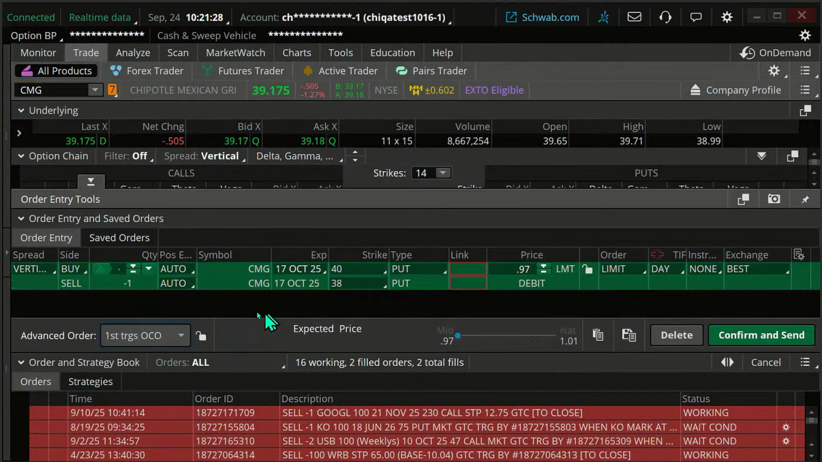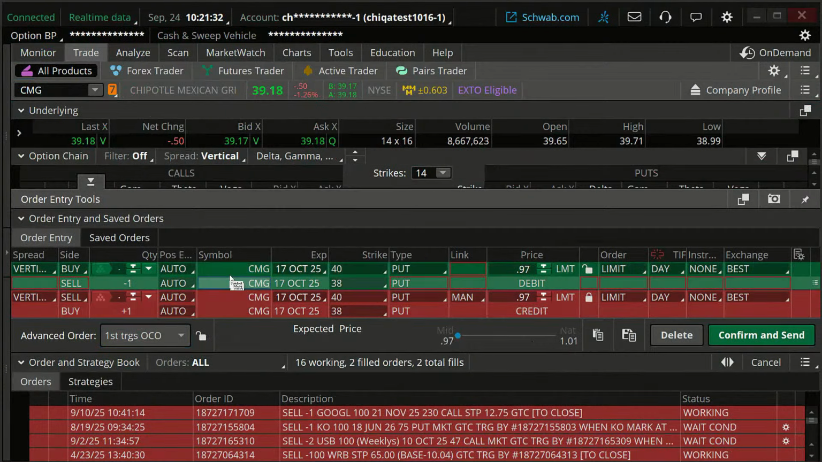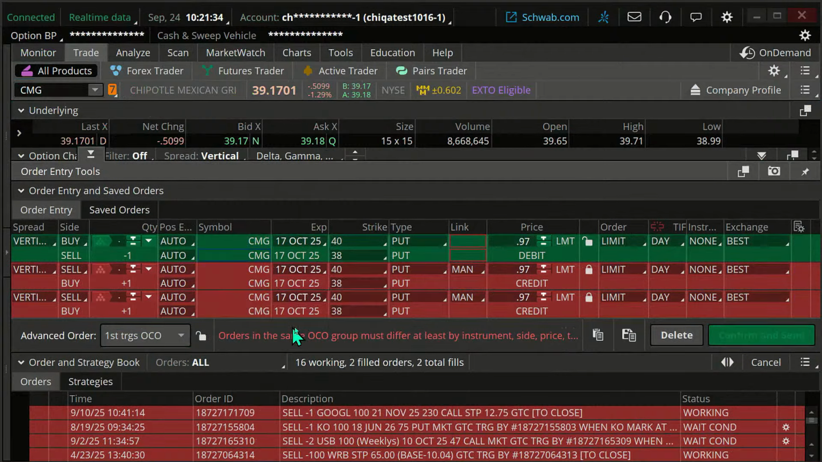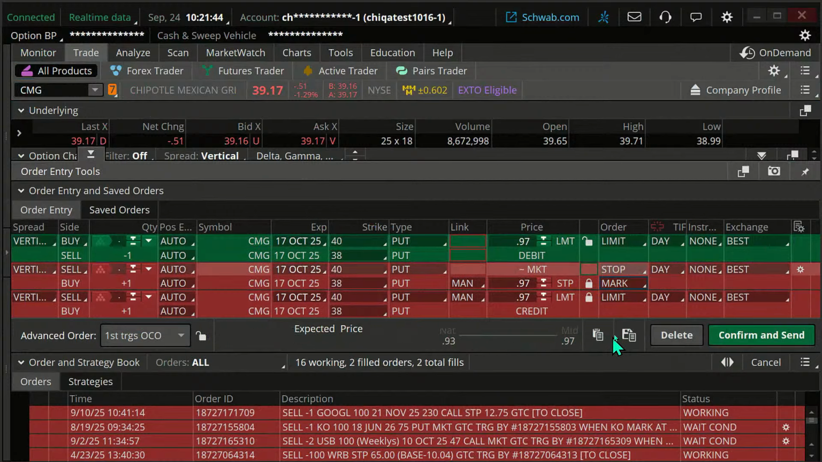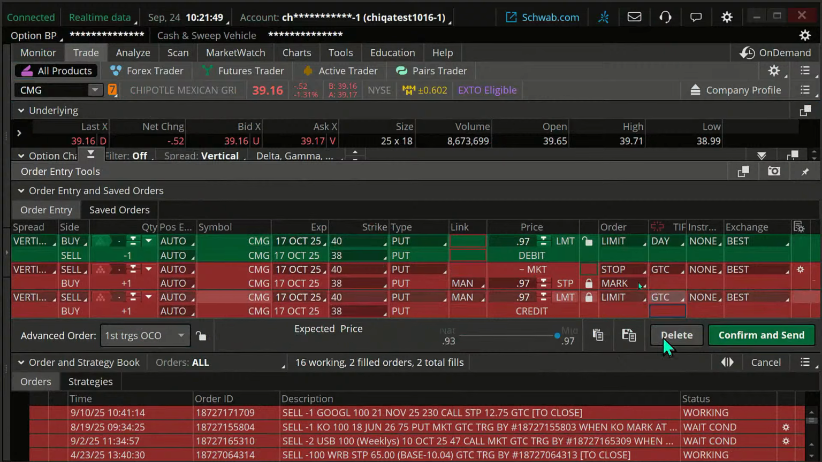Okay, it's going to give me, and I'm going to right click on this. I'm going to create an opposite order, and we're going to do that twice actually. So we have two separate orders. One is going to be our target, or the good scenario. One's going to be the bad scenario, okay? So let's do a stop here first. Where's our stop going to be on this? I'm going to make it good till canceled. I'm just going to make all this good till canceled right now.